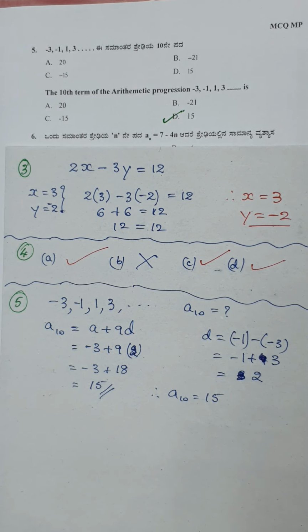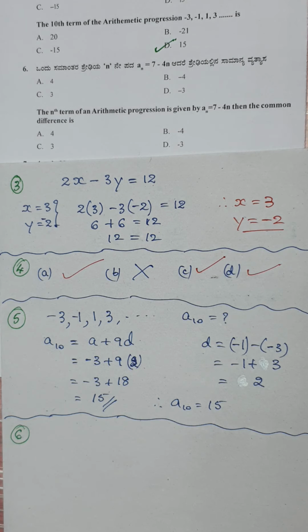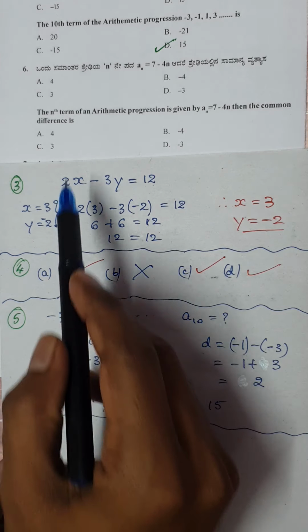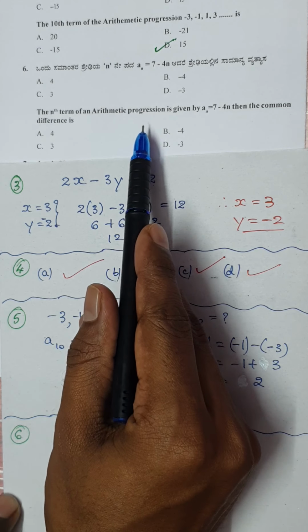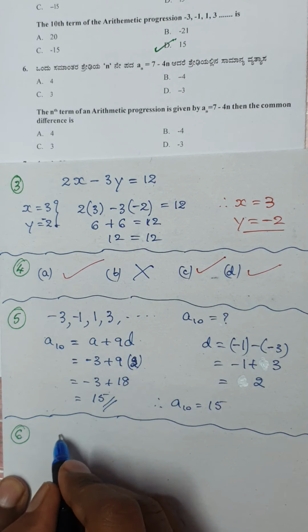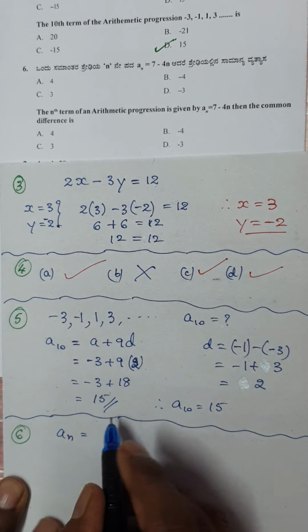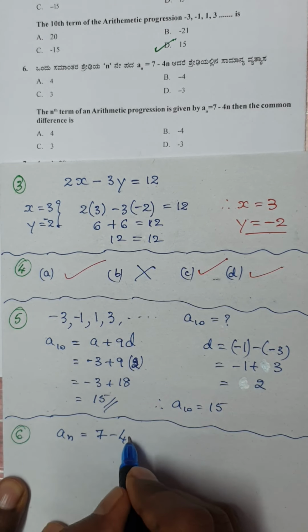Okay, so let's go on to the next question. Question number 6 is also on the chapter of arithmetic progression. Read the question. The nth term of an arithmetic progression is given by, let's write down, a_n is equal to 7 minus 4n.